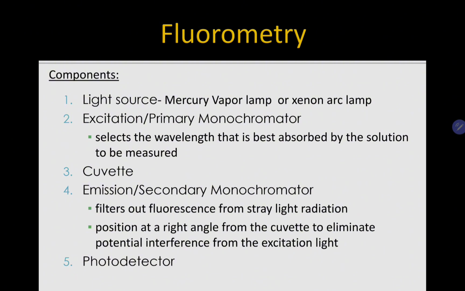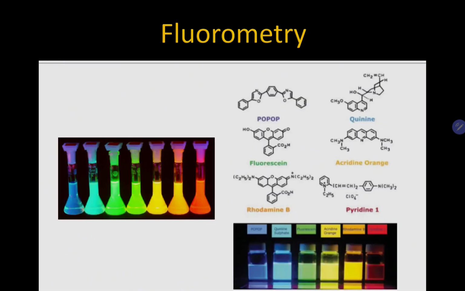Cuvette, alam naman ninyo different types ng cuvette natin. And then we have the secondary filter or the emission secondary monochromator, filters out fluorescence from stray light radiation, position at a right angle from the cuvette to eliminate potential interference from the excitation line. And then diretso na tayo sa photo detector. Okay, fluorometry, since nag-emit tayo ng different types of light, depende sa molecules or analytes na ating gina-test, it can present different types of color.